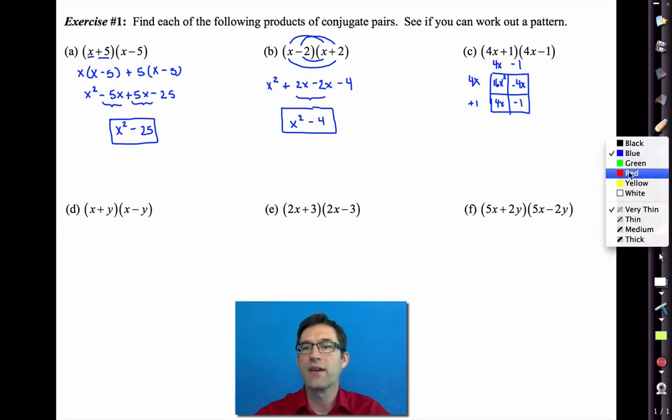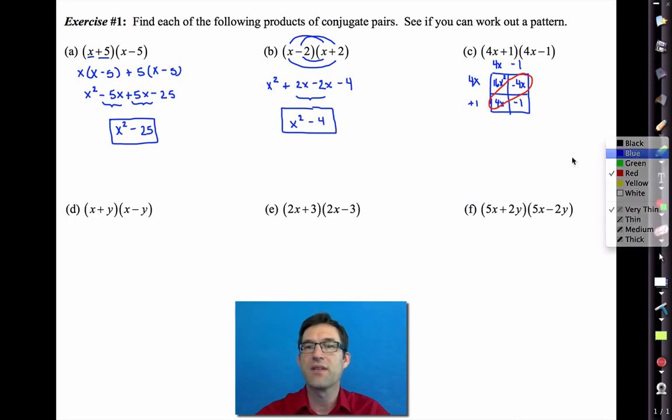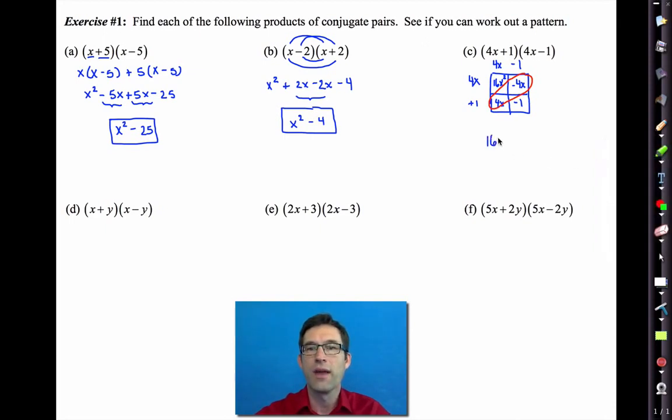Remember, along the diagonal, they're almost always your like terms. So those two, again, are opposite, they cancel, and all we have is 16x squared minus 1. Right? In each case, those two linear terms are canceling each other out, okay?